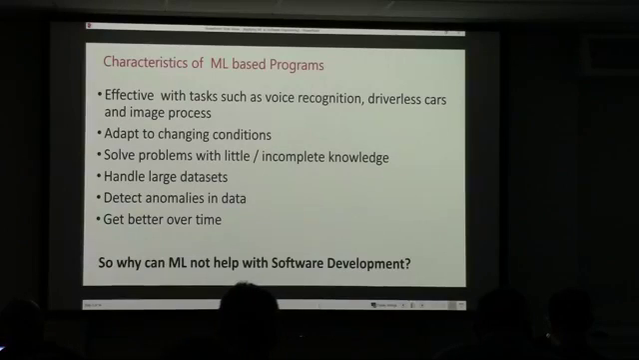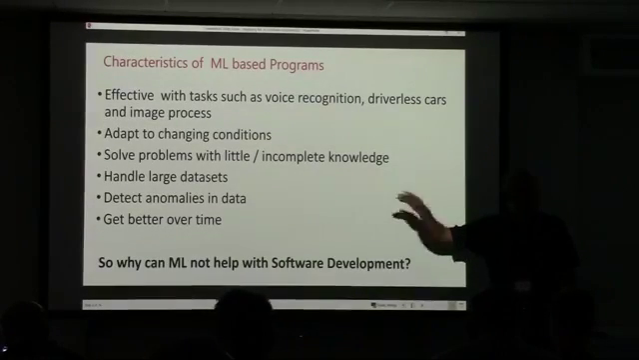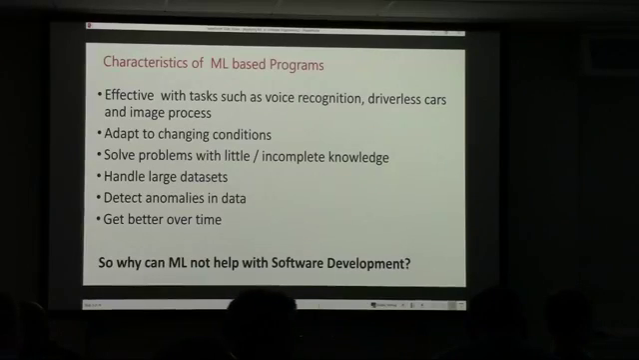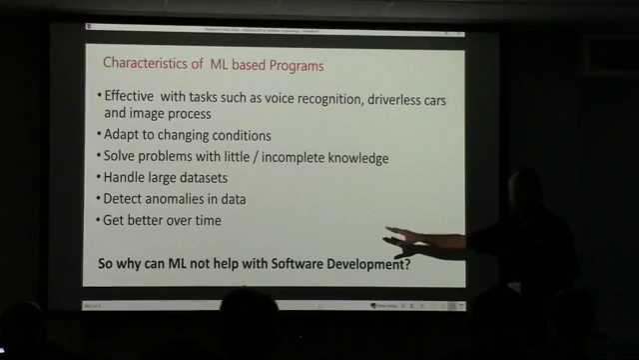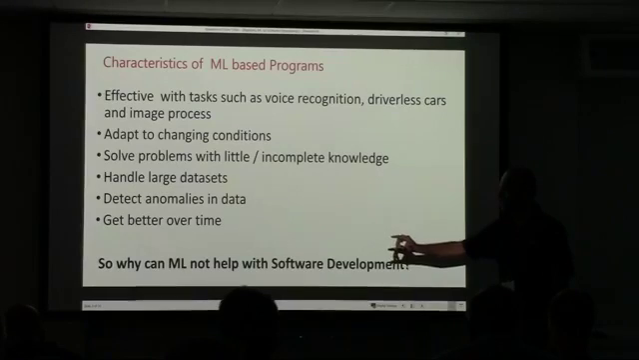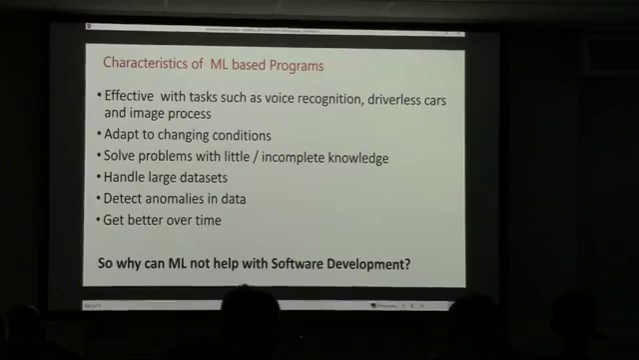One of the key characteristics of an ML-based program is that it can adapt to changing conditions, solve problems with incomplete knowledge, handle large data sets, and detect anomalies. I don't know about you, but my programs actually tend to get worse over time. They don't get better. I was fascinated with the idea that software and machine learning seems to get better over time. So this was the question I posed myself 3 years back: if ML can do all of these things, what can it do for me as a software developer?